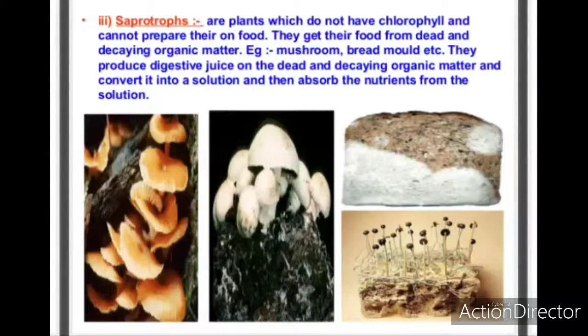Saprotrophs are plants which do not have chlorophyll and cannot prepare their own food. They get their food from dead and decaying organic matter. Example, mushroom, bread mould, etc. They produce digestive juices on the dead decaying organic matter and convert it into a solution, then absorb the nutrients from the solution.